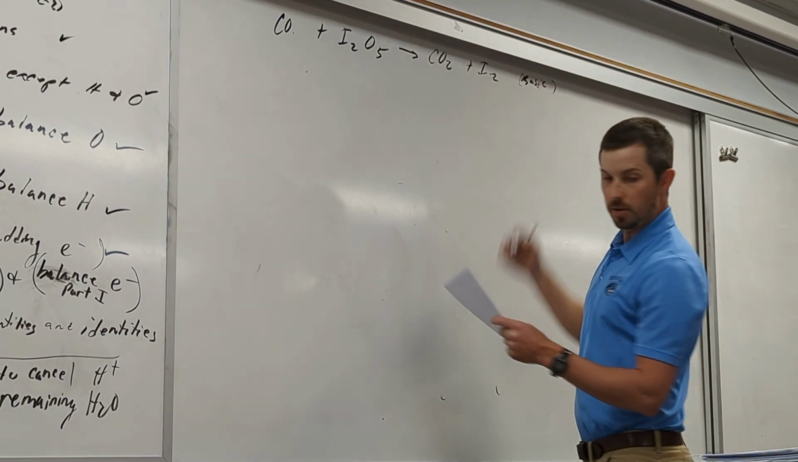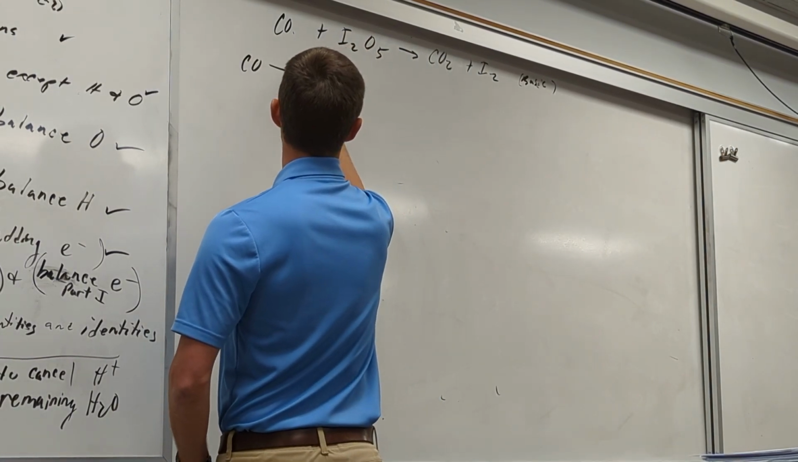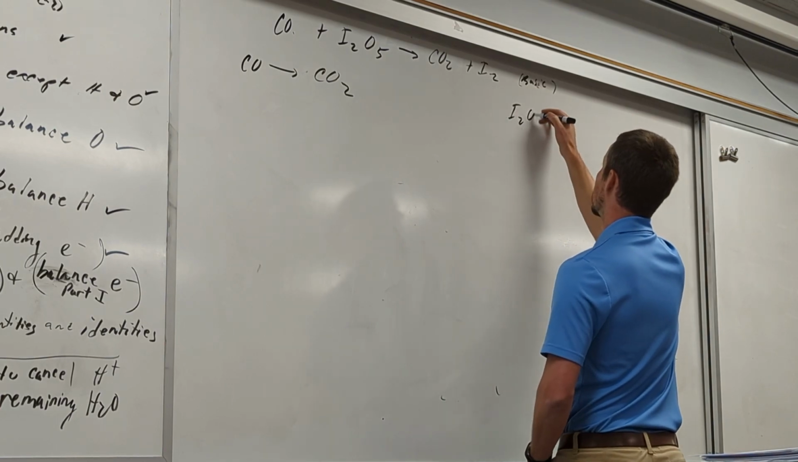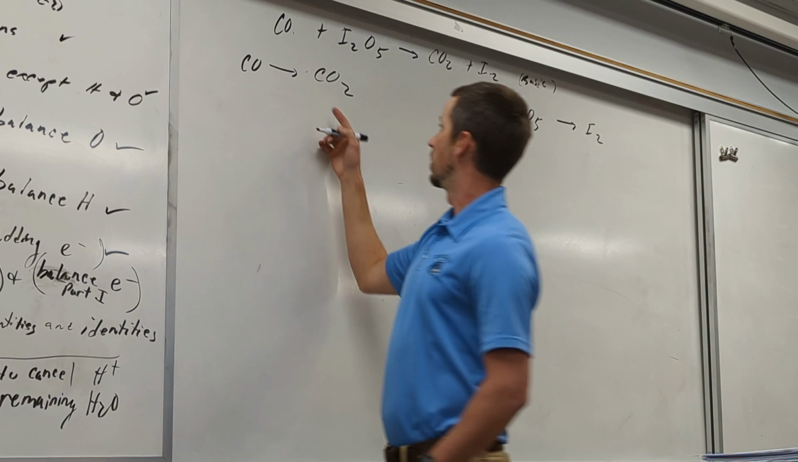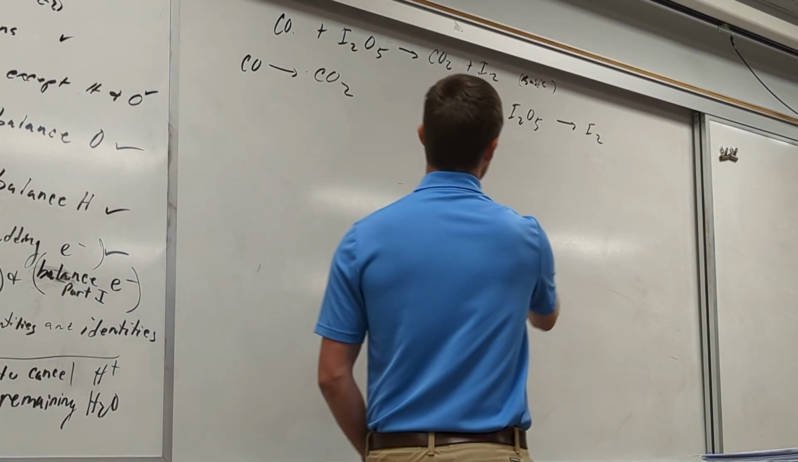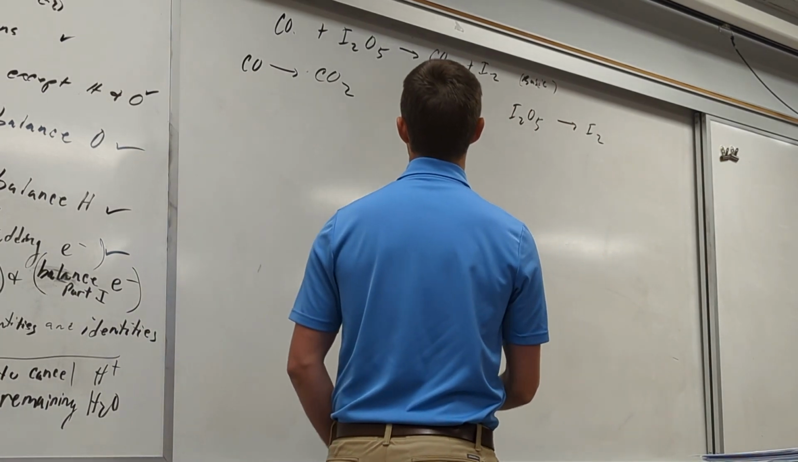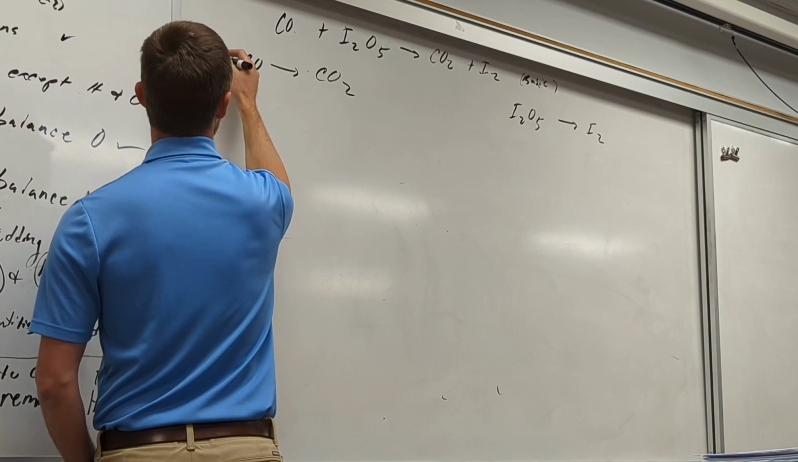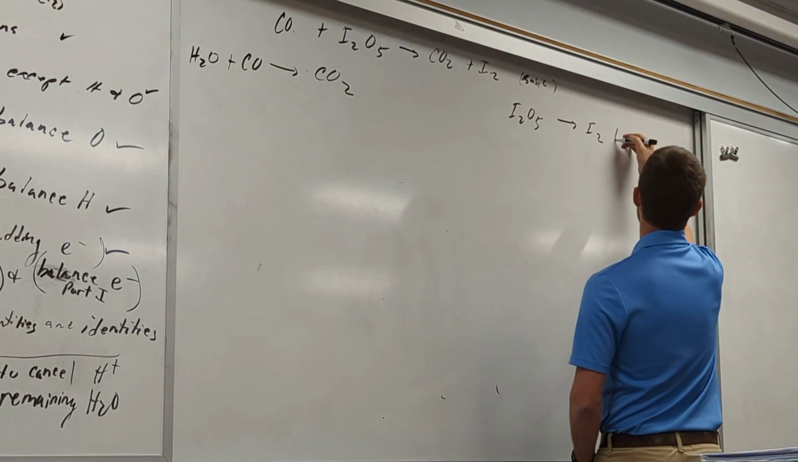All right, let's break it apart. What do we put? CO goes to CO2, and I2O5 goes to I2. Balance everything except oxygen and hydrogen: carbon, and iodine, two iodines, two iodines. Now we're ready to balance our oxygen. We have 1, we have 2. We need to add 1 water. We have 5, so we need 5 waters.